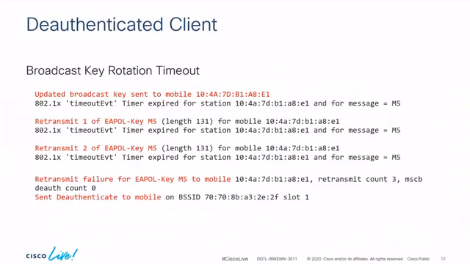Broadcast key rotation timeout. Every hour, we rotate the broadcast key. Remember, every client has two keys. He has a unicast key and a broadcast group key. That broadcast group key is shared by all clients that are connected to that same AP. When we're rotating that key, we have to basically tell the client, hey, here's your new key, and he has to acknowledge it. If we don't get an acknowledgement, we'll retransmit. If we still don't get an acknowledgement, we'll de-auth him.